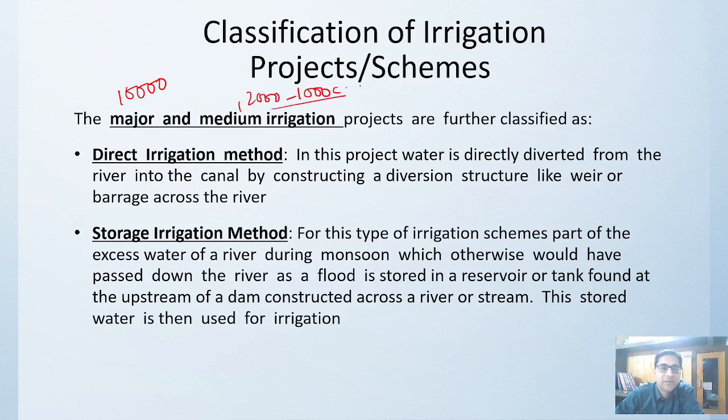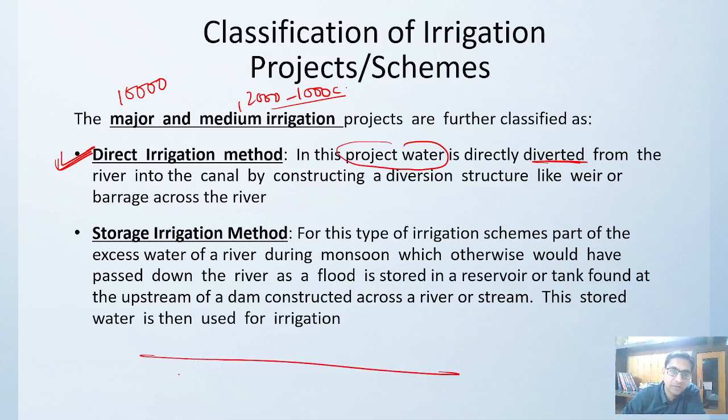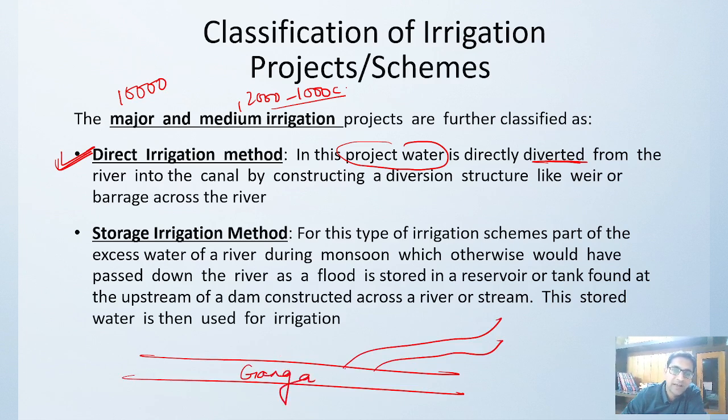They are further classified by what type of irrigation method we are going to use. We will either use the direct irrigation method, which means that from the source we can directly put water into irrigation. In this, water is directly diverted from a river into a canal. If a river is going, like the Ganga river, we have a barrage and we are diverting water into a canal. So we are directly transferring the water from the river to the canal.